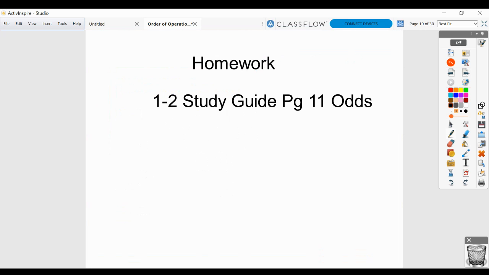Okay, so that is it for the first day of notes. So your homework is going to be page 11, odds. This can be found under the teams in the order of operations channel, and then it will be under the assignment. You should do this assignment first before you do any of the other assignments, but please ask for help if you need any help.